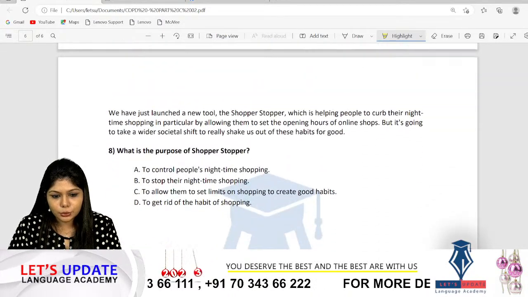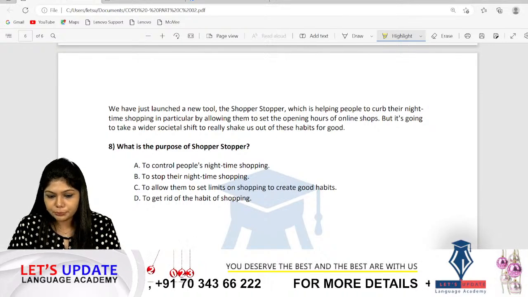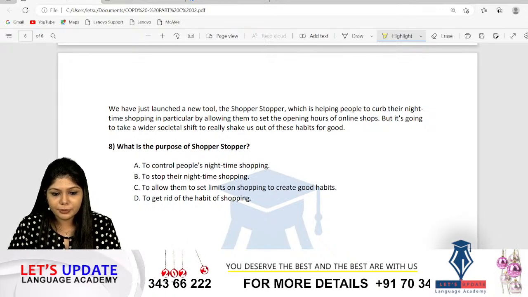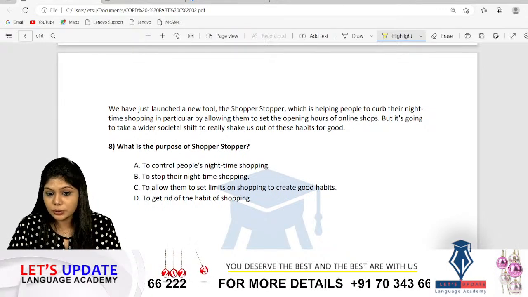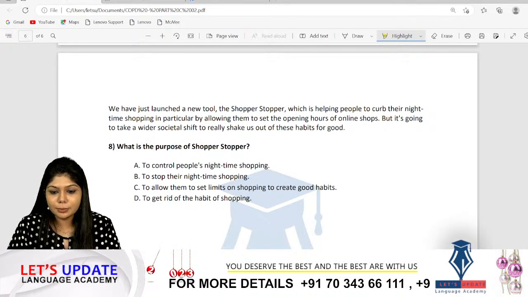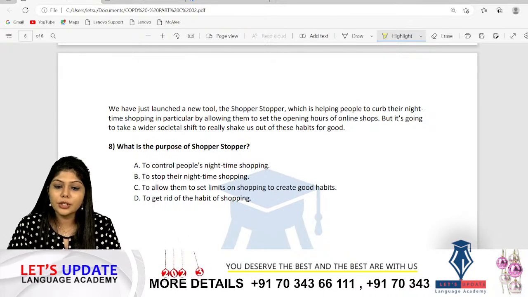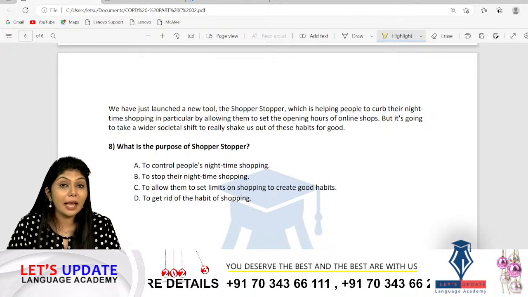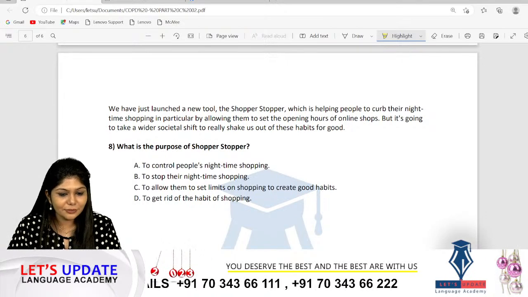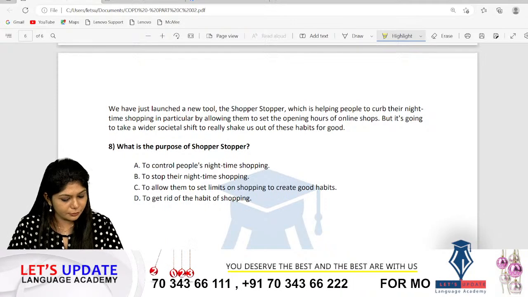So now moving to the next question. What is the purpose of shopper stopper? And let's have a look at the paragraph. We have just launched a new tool, the Shopper Stopper, which is helping people to curb their nighttime shopping, in particular by allowing them to set the opening hours of online shops. But it's going to take a wider societal shift to really shake us out of these habits for good. That is the paragraph. And so, what do you think the answer is from option A, B, C, and D?